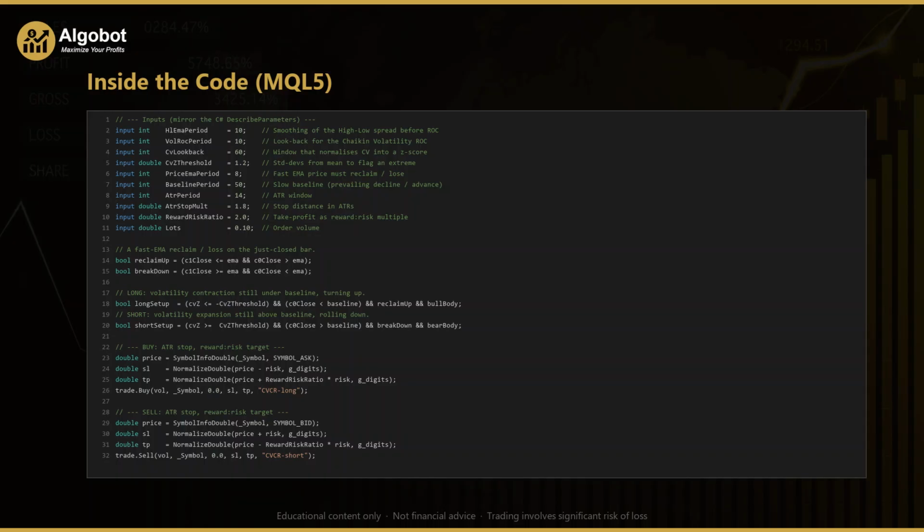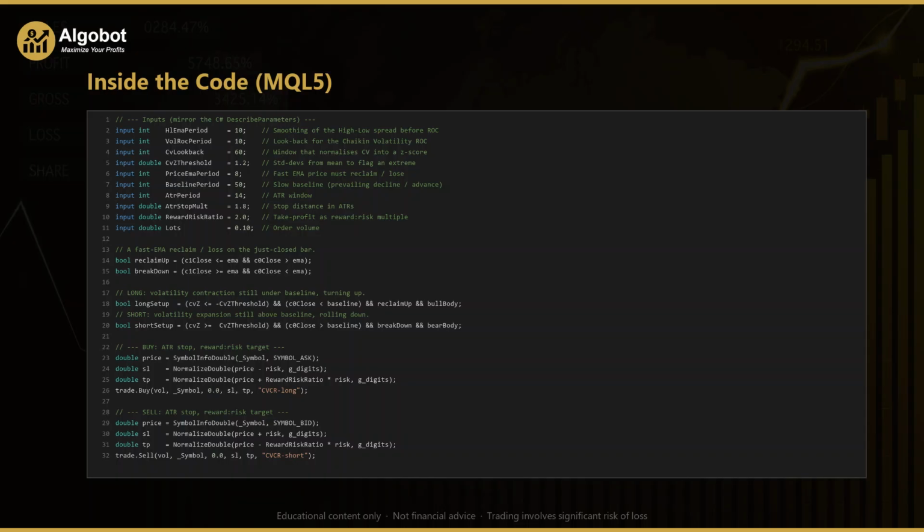Let's read the actual MetaTrader code. At the top are the inputs. EMA period smooths the high-low spread, Vol ROC period is the rate of change lookback, and CV lookback, defaulting to 60, is the window that turns Chaikin volatility into a z-score.